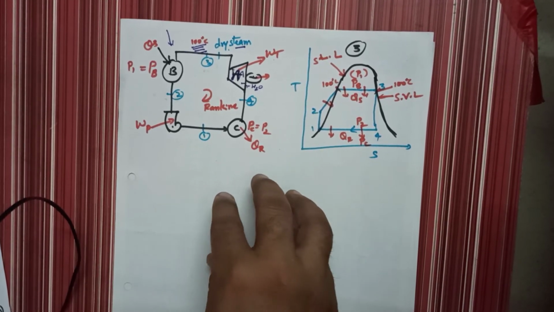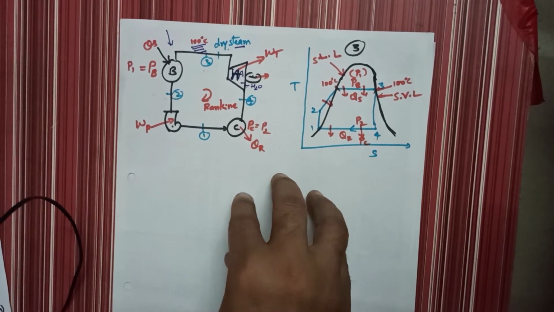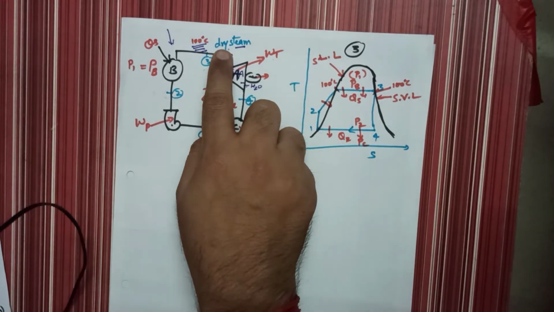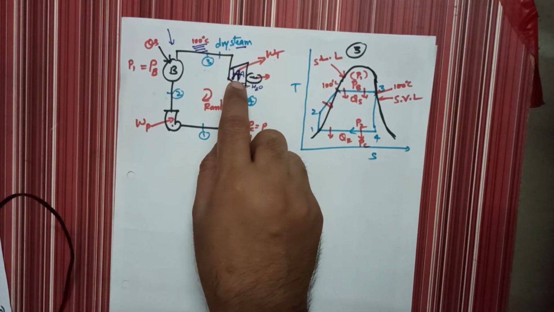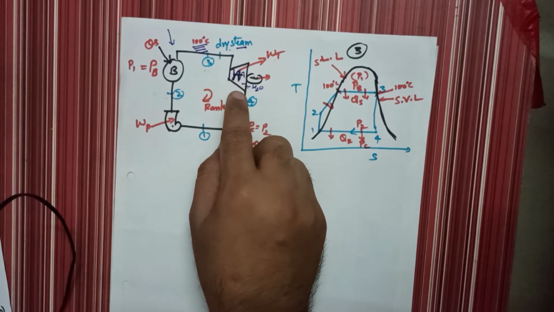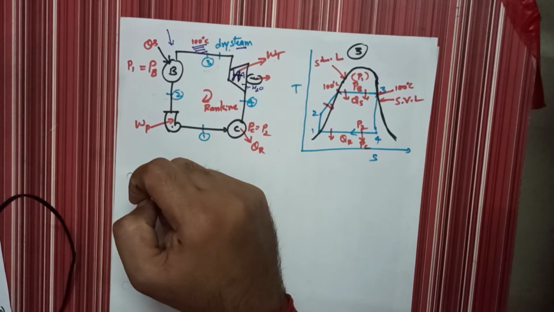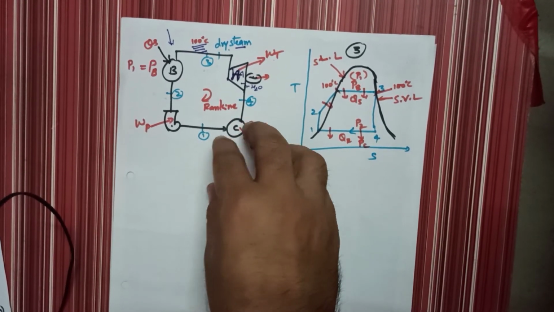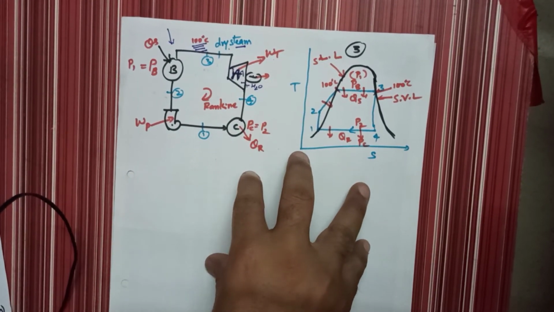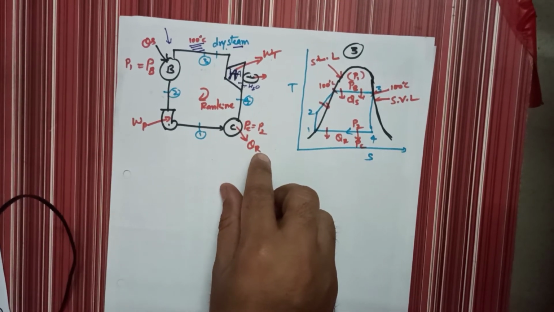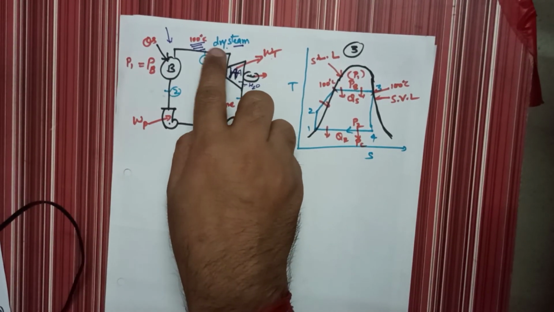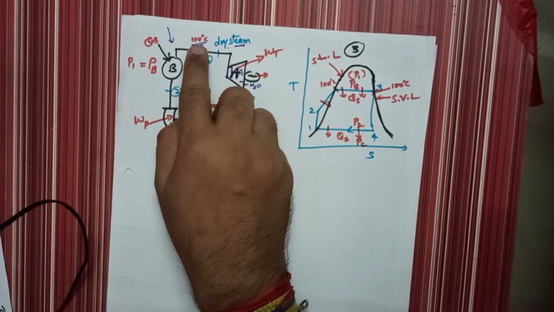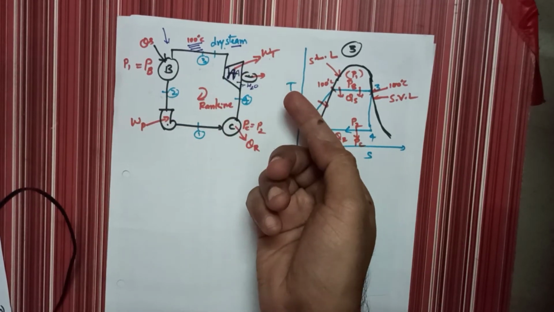If you supplied 1000 degrees Celsius instead of 700 or 800, the turbine blades will not sustain so much temperature. The turbine blades may fail. So that is the reason in the vapor power cycle, or in the Rankine cycle, or in the steam power plant, the restriction is only 700 to 800 degrees Celsius. So 100 degrees Celsius steam you have to increase to 800 degrees Celsius.